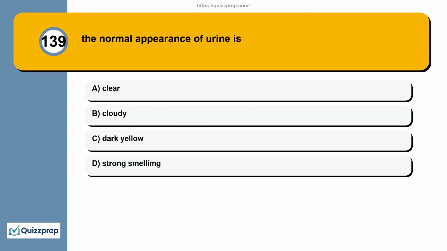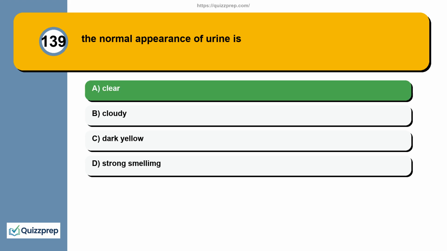Question 139. The normal appearance of urine is: Option A, clear. Option B, cloudy. Option C, dark yellow. Option D, strong smell. The correct answer is option A, clear.